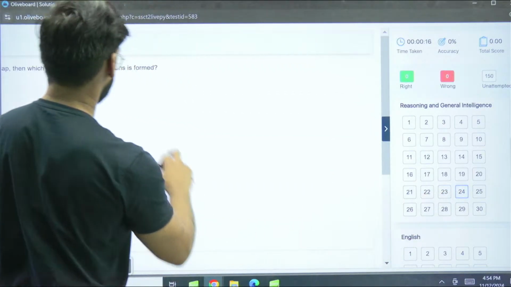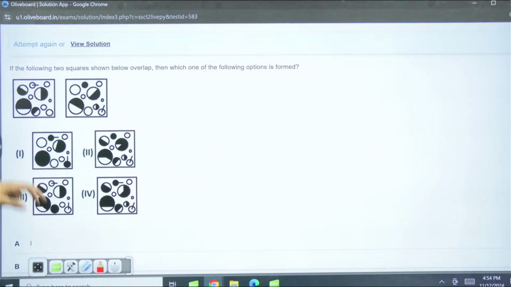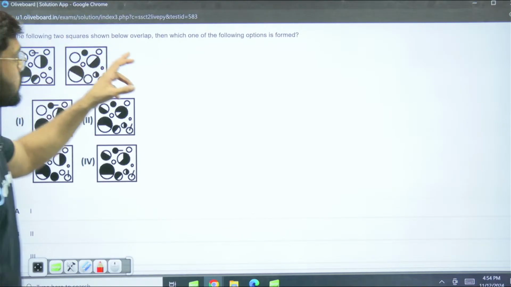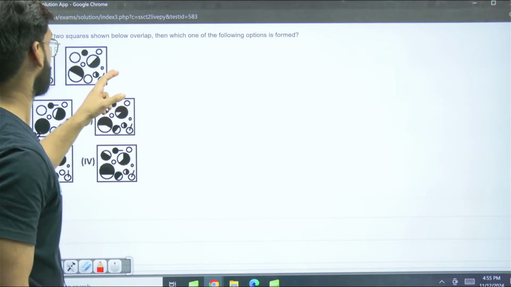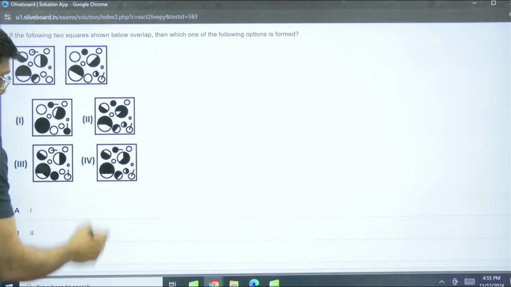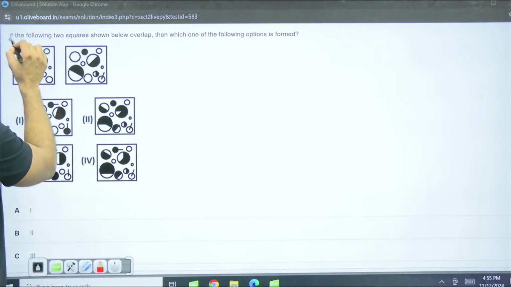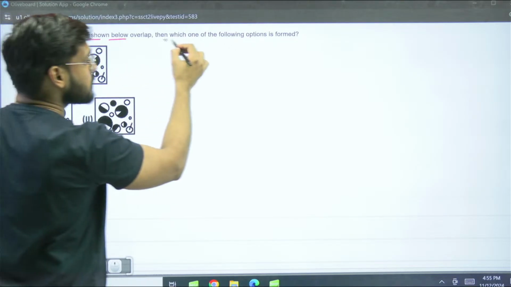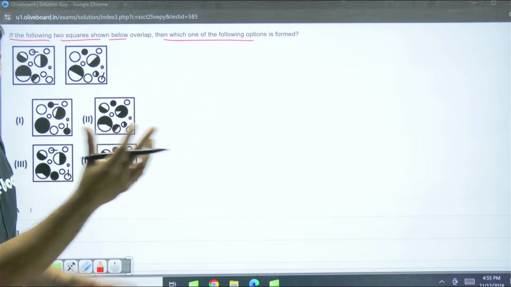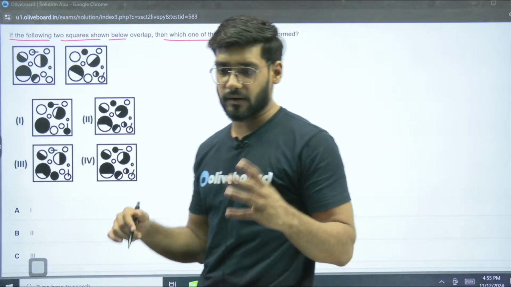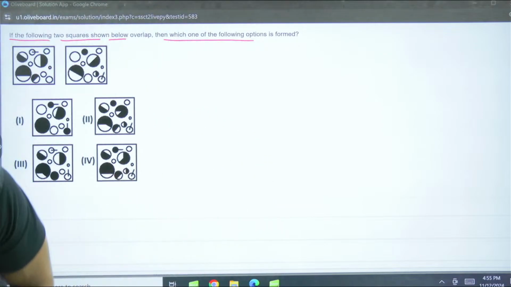24th. The 24th question is this one. What we have to do in this one? The following two squares shown below overlap. If these two overlap, then which of the following options is formed? Which one will be formed? Let me know the right answer from your side.